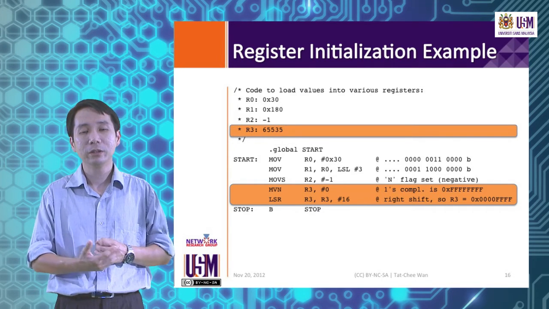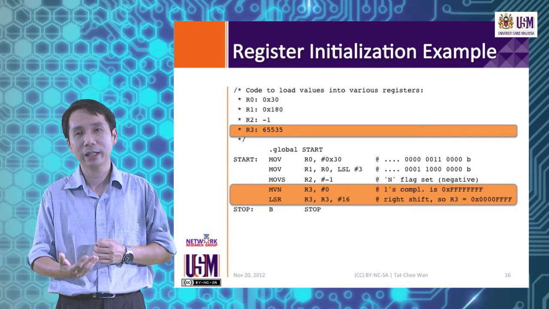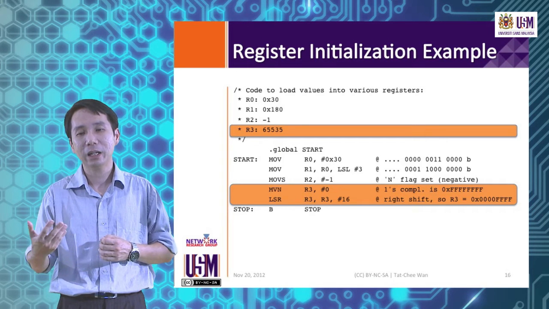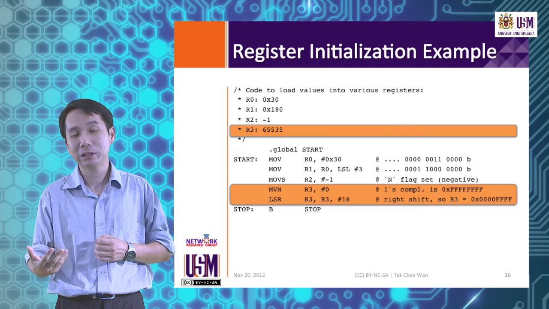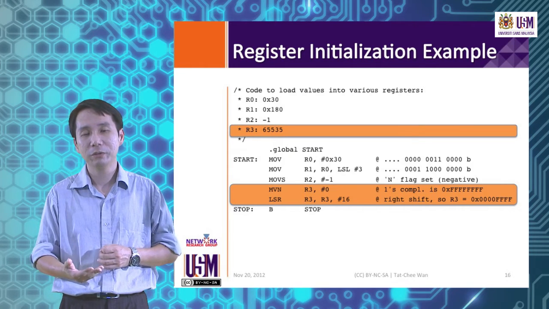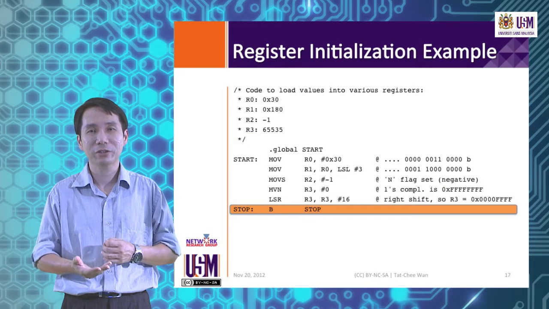Then we will shift it right within the register by 16 bits. When we do a right shift, logical shift right, or LSR, the most significant 16 bits of this register will be set to 0. Remaining bits are shifted right until only FFFF remains in the register. So finally, after these two instructions have been executed, we are left with FFFF hexadecimal, or its equivalent, 65535. Finally, we come to the branch instruction that causes the program execution to continue forever on the stop instruction.